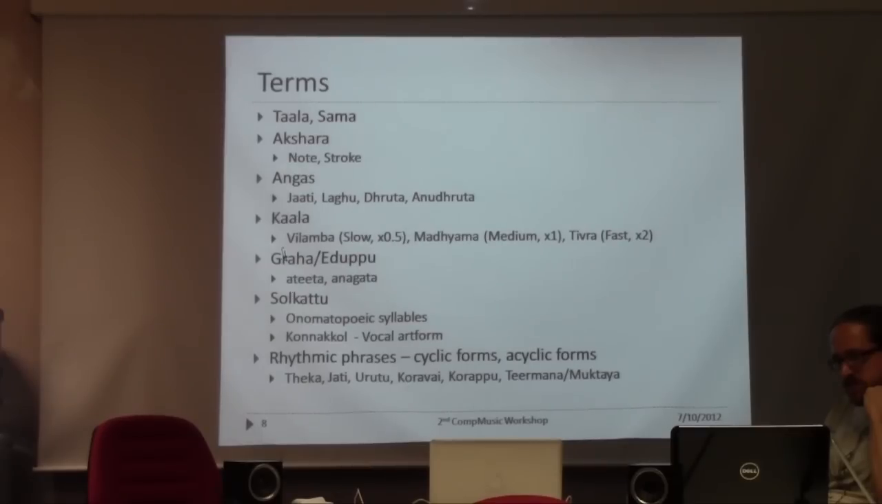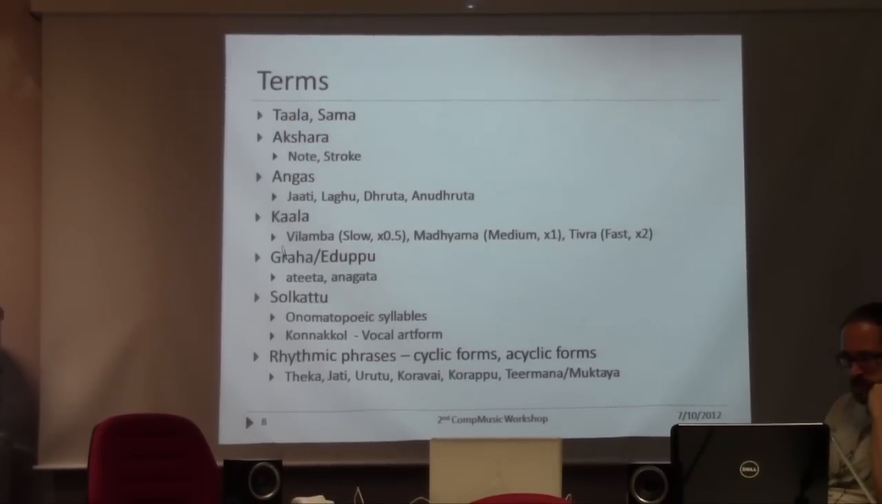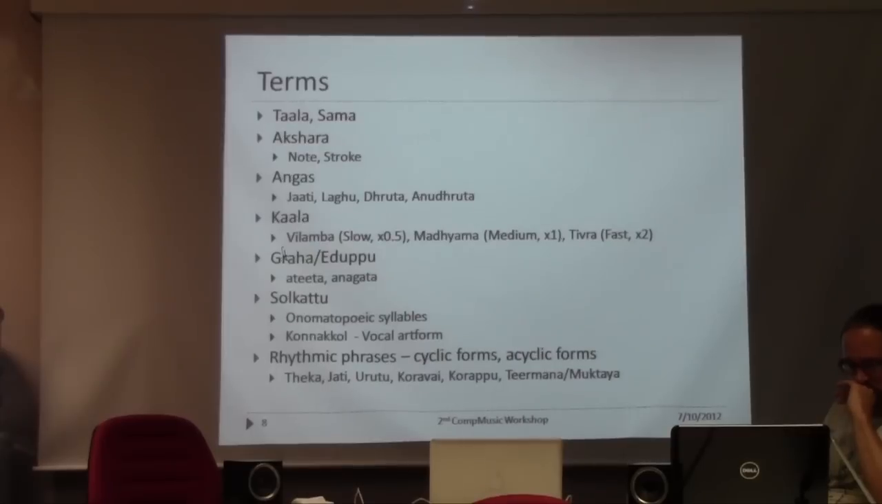And what's usually the rhythmic phrases which we play on the mridangam and also in dance mainly are called solkattus, which are very similar to tabla bols, and they are onomatopoeic, which means it actually sounds like you are playing the mridangam when you actually speak them. And there's a vocal art form called konakol, which is based on this, in which the percussion is your voice, and you speak out different syllables and then make percussive music out of it.